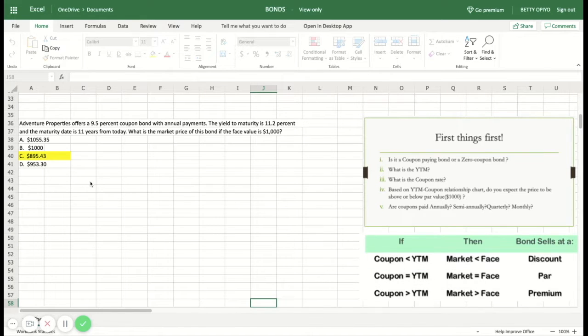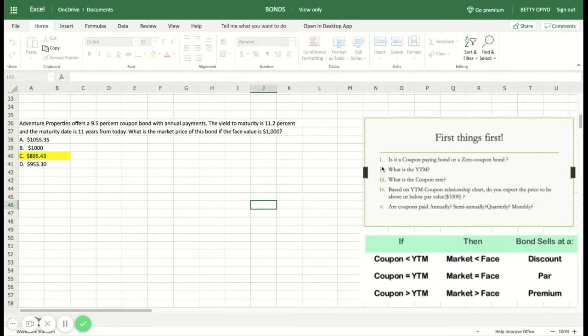So we are going to solve this following the format from the previous one. So in case you didn't get that one, you have another chance to fully grasp this. Okay, so first things first, we're still following the same thing. Is it a coupon paying bond or a zero coupon bond? That's the first thing that you want to determine. Based on our question here, it is a coupon paying bond because it says 9.5% coupon. So if you guessed that it's a coupon bond, that's right.